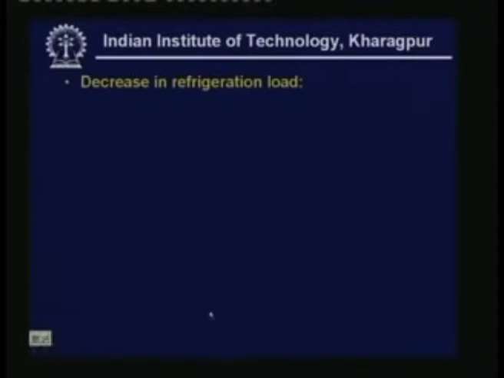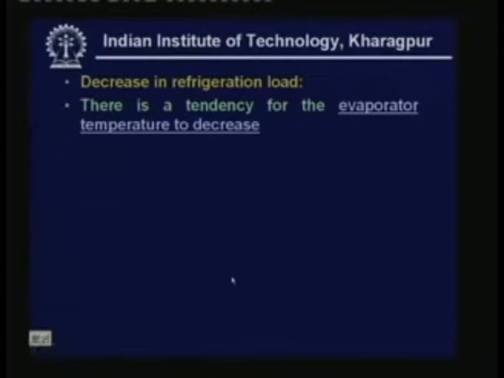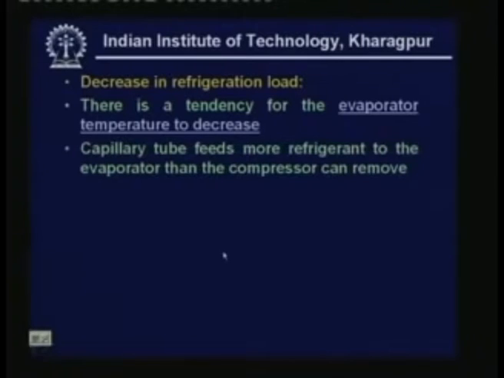Now, let us look at what happens when there is a decrease in refrigeration load. When there is a decrease in refrigeration load, there is a tendency for the evaporator temperature to decrease, because less refrigerant will boil. So, pressure will reduce, so temperature also reduces. So, the capillary tube feeds more refrigerant to the evaporator than the compressor can remove. This again I have explained to you.